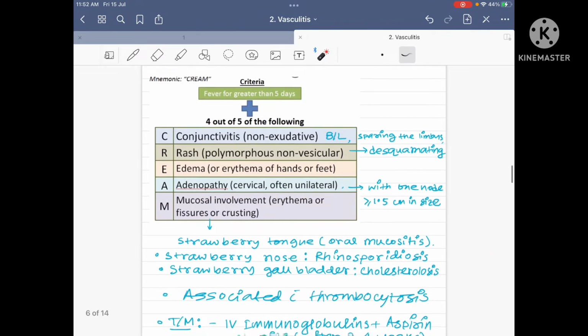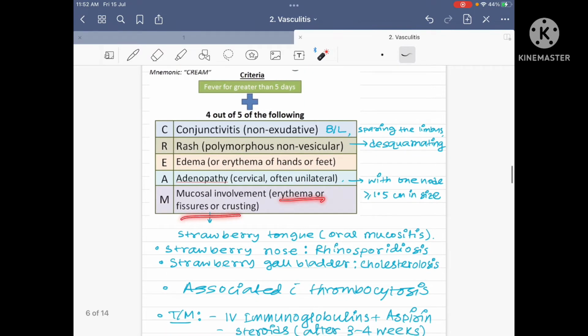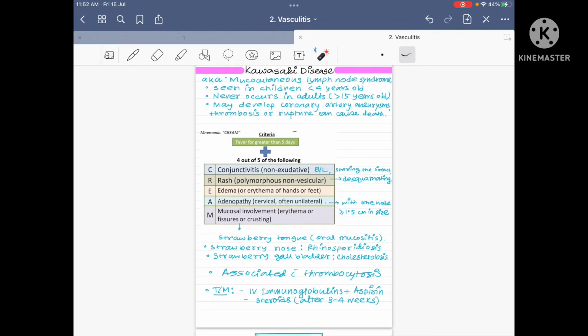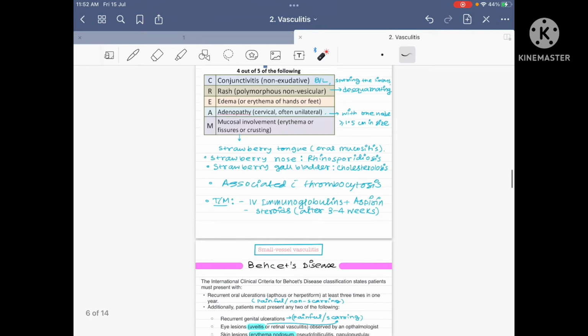And M stands for mucosal involvement, which is erythema or fissuring or crusting, commonly known as strawberry tongue, also oral mucositis. There are another 2 strawberries: strawberry nose, rhinosporidiosis, and strawberry gallbladder, cholesterolosis. And Kawasaki is associated with thrombocytosis. This is also a commonly asked question. And treatment is IV immunoglobulin and aspirin. Steroid is given later. So you should mark the IV immunoglobulin and aspirin part.